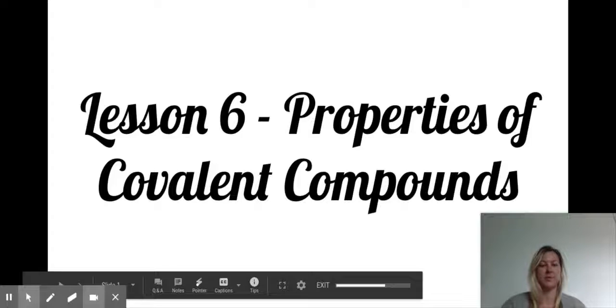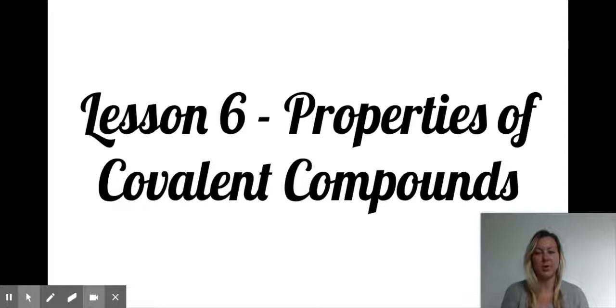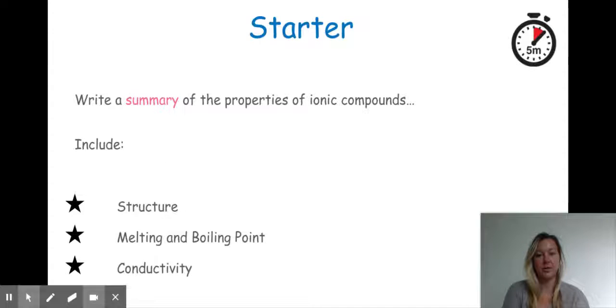Hi everyone, so welcome back to National Chemistry. Today we're going to be looking at lesson 6, which is properties of covalent compounds. So we have already looked at ionic compounds. Today we're going to be talking through some properties of covalent ones.